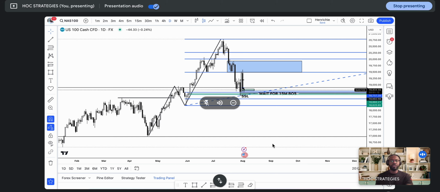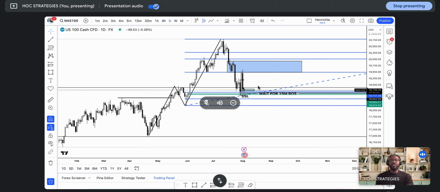Understanding market structure, key levels to anticipate a reversal. This is very crucial in trading. It's going to help you know areas to anticipate for a reversal, areas to use as take profit positions, areas for solid stop loss zones.